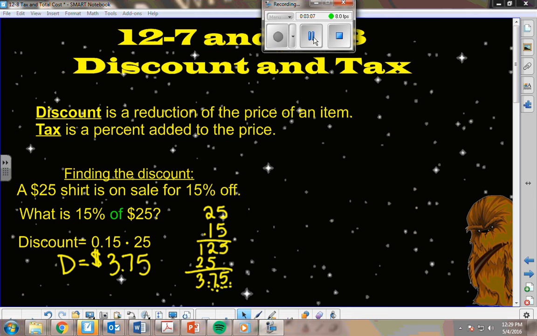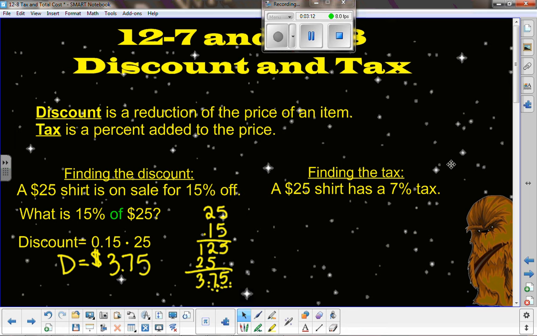But first, let's jump to tax. So if we're finding the tax of maybe a shirt that's $25 and it has a tax of 7%, we can again think of that as 7% of the cost of that shirt. So 7% of $25. And then we would say our tax is equal to 0.07 times 25. And again, that 0.07 came from moving our decimal over twice when we are converting our percent to a decimal.